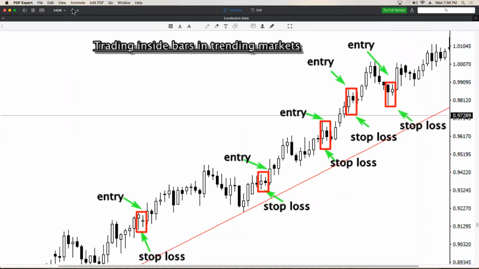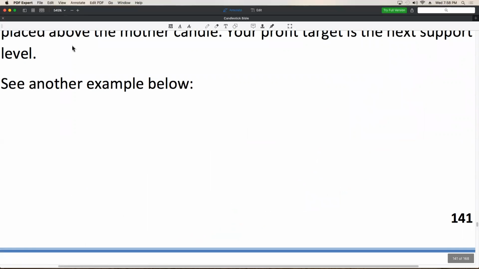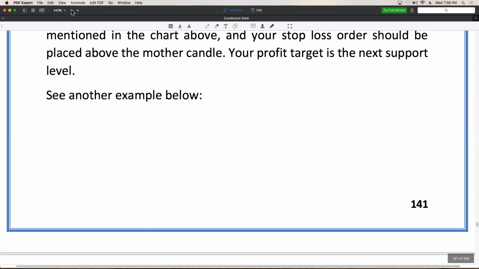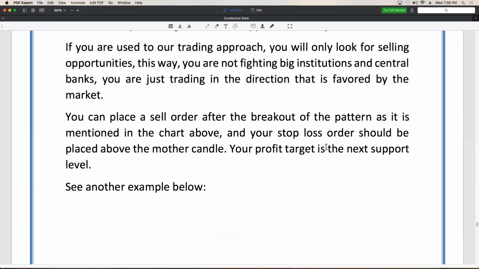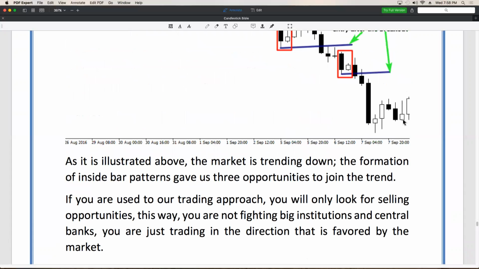I've got a question. I'm just reading again what you just stated, and it says your stop loss order should be placed above the mother candle. So is that what you were saying? The stop loss and not where you enter the trade? That was on the downtrend. Oh, okay. You can place a sale order after the breakout of the pattern as it is mentioned in the chart above, and your stop loss order should be placed above the mother candle. So let's go above on the sale.